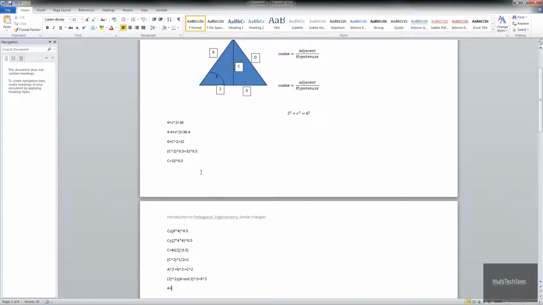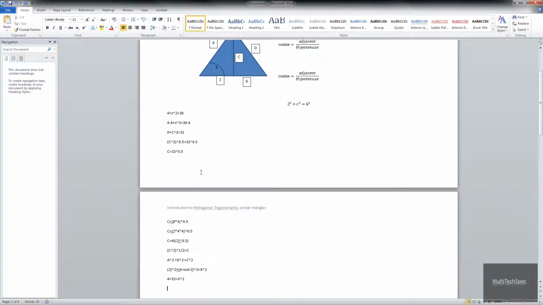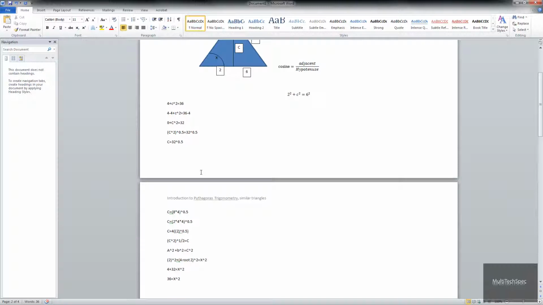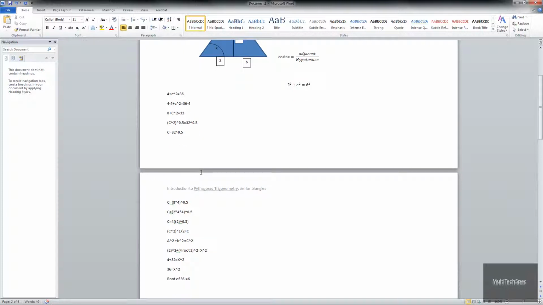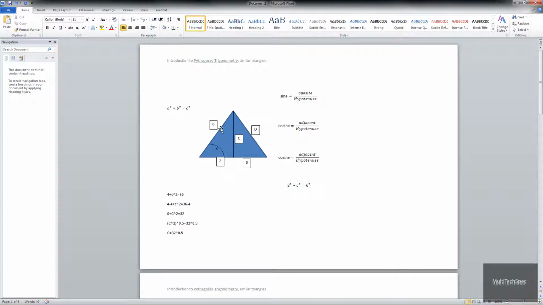4 plus 32 is equal to x squared. And as you can see, 36 is equal to x squared. And therefore, root of 36 is equal to 6. So there you go. See, that's how you'd find the hypotenuse in this case.